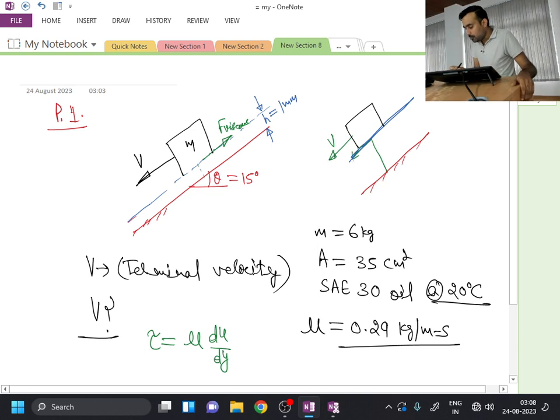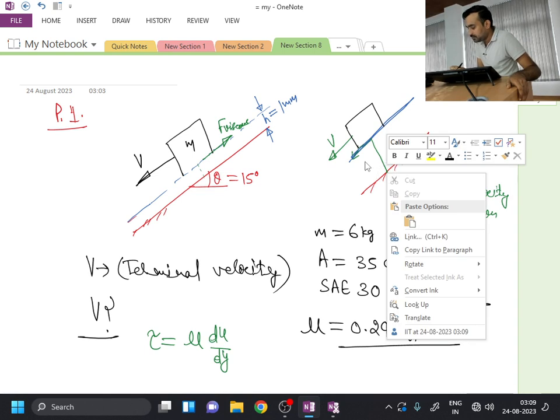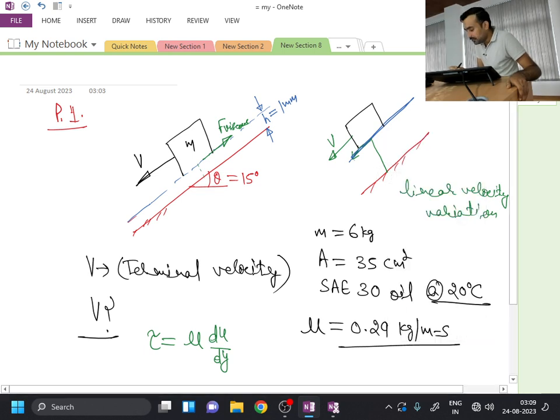Now I have to take some assumption for the velocity profile. So let us consider that within this liquid film we have nothing but linear velocity variation. If I assume the linear velocity profile, then at this point velocity is 0 and at this point velocity is v. So I can draw a straight line and this will be my velocity profile within the liquid. Is this point clear? Now this height is h.